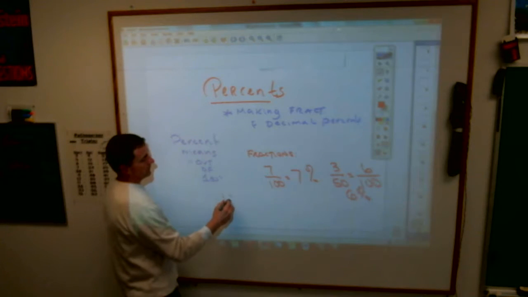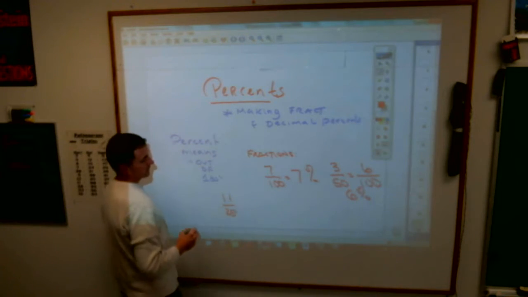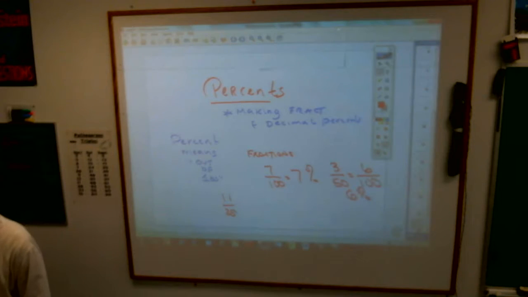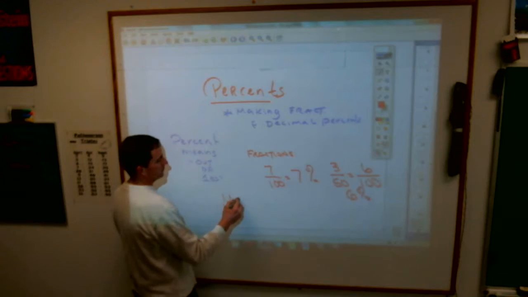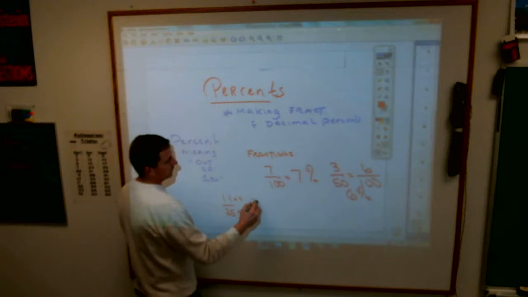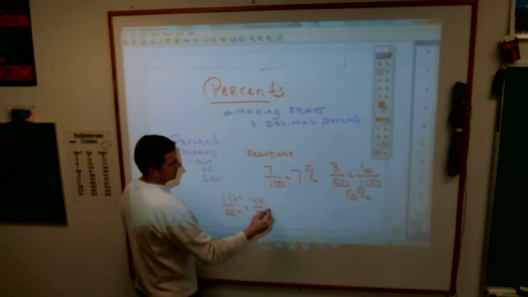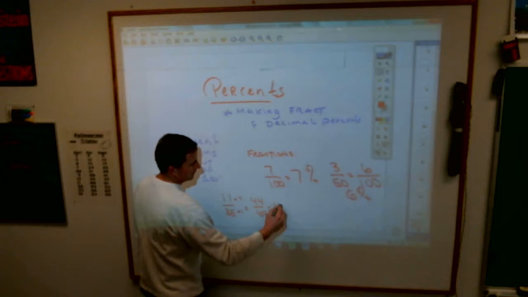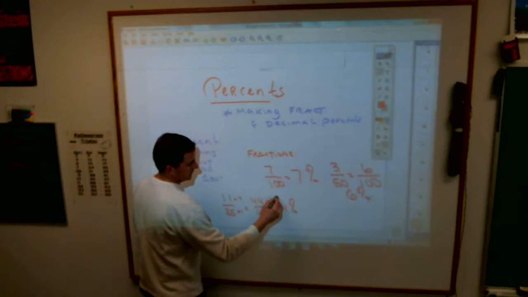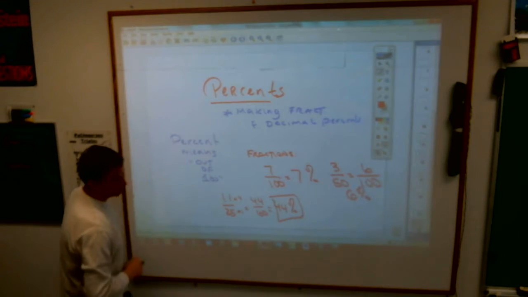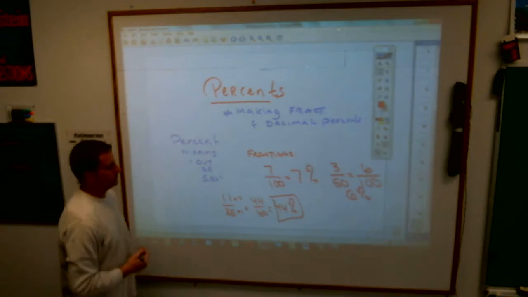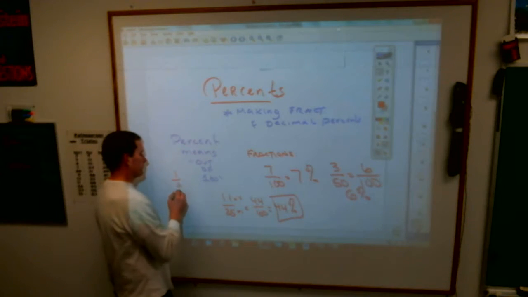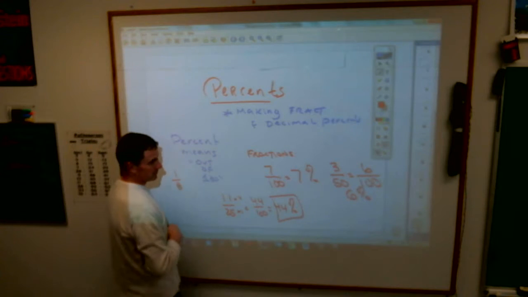Or let's say it was 11/25. What would you do to 25 to make it 100? Multiply by 4. Multiply both top and bottom by 4, and you end up with 44 100ths, which is 44%. Okay. What do you do if it's 1/8? Don't worry about it because they're not going to give you those hard ones yet. But eventually we'll get to that. But right now you got to know that.